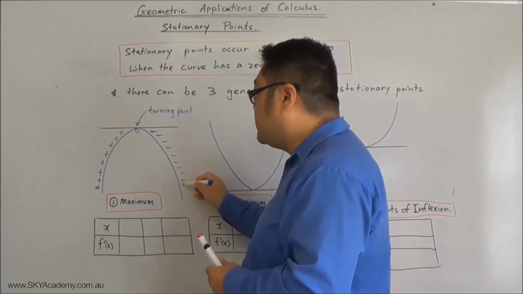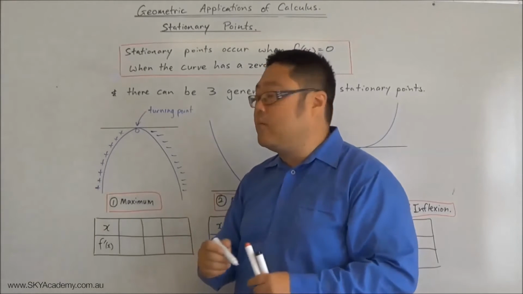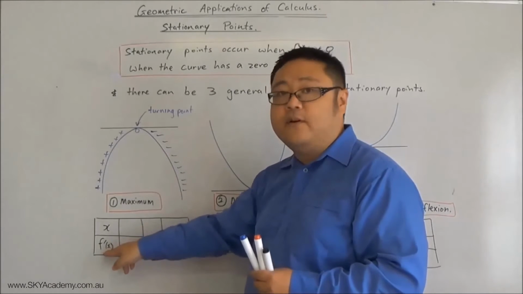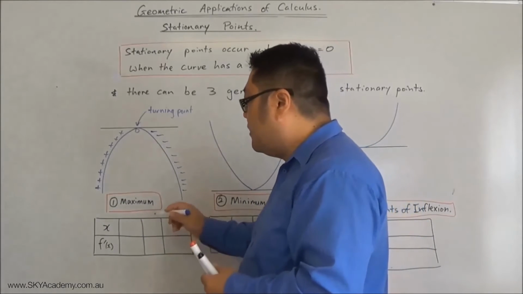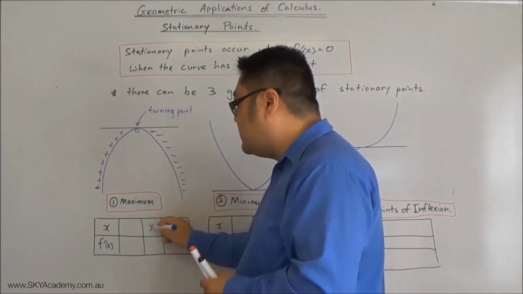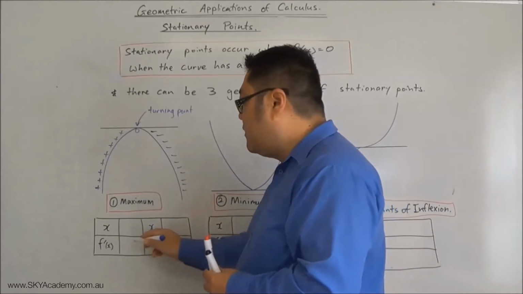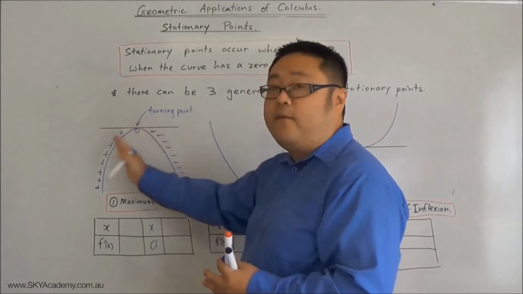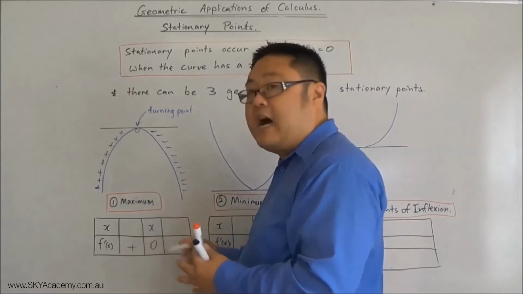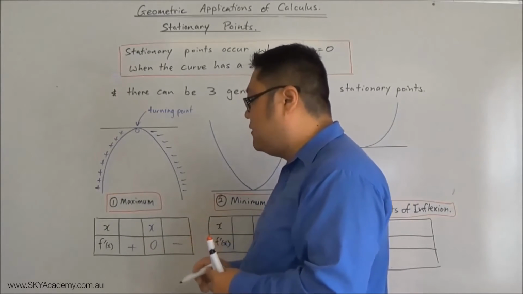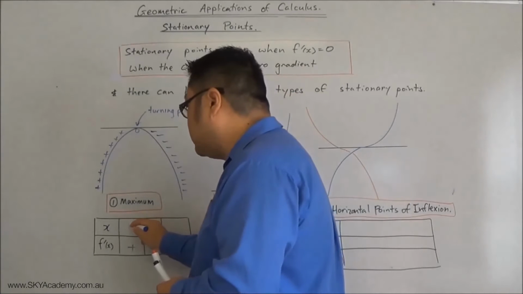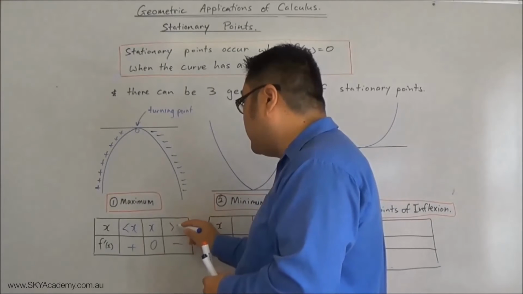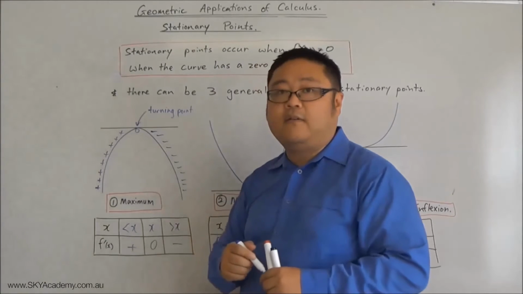You can test whether a function is a maximum or a minimum by testing the first derivative. At x, the first derivative will be zero because it is a stationary point, but before it, it will be positive, and after it will be negative. Does that make sense? For values less than x, it will be positive, and for values greater than x, it will be negative.